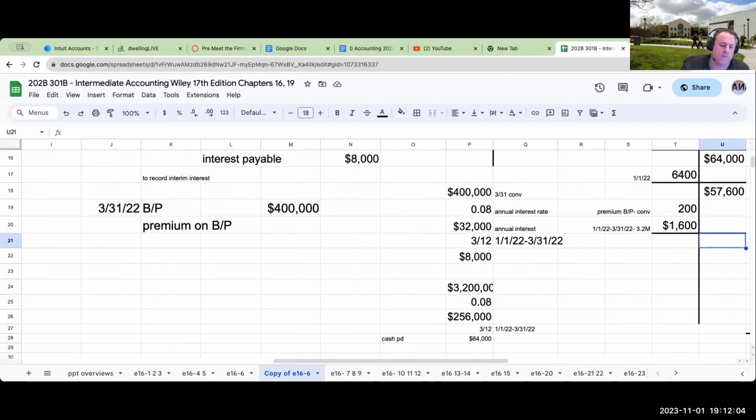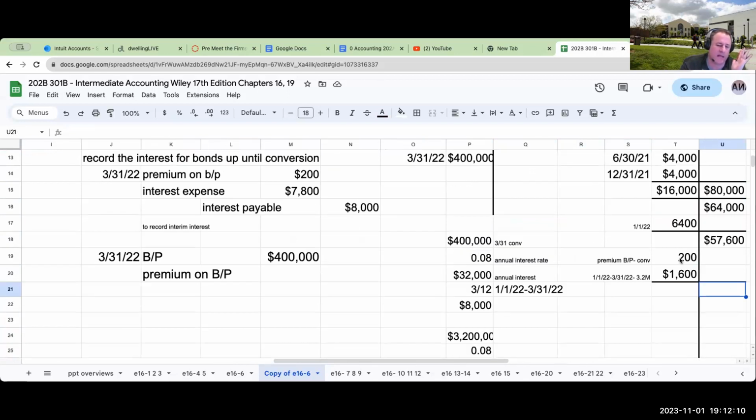So why did I do this? Because when we convert the bonds, I had to amortize the premium on the bonds that are being converted to record the interest payable.